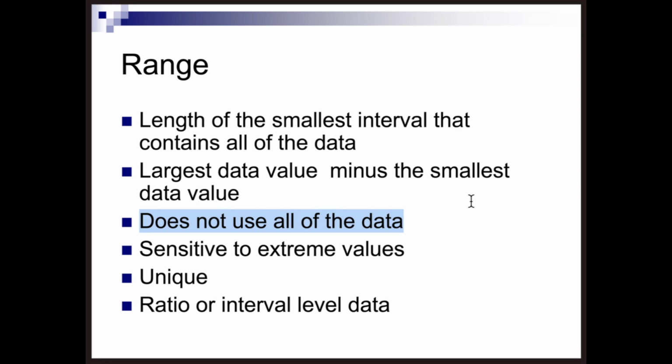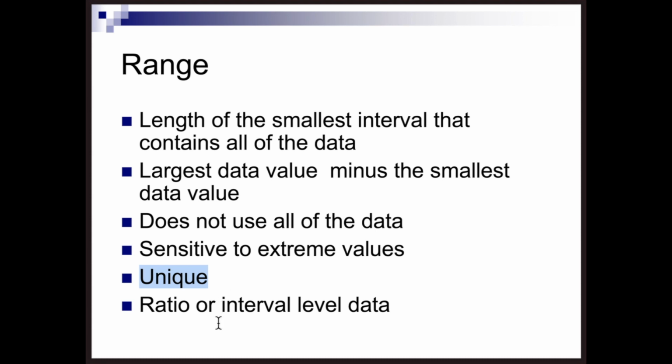And so you can see that as the size of the sample increases, the percentage of the data that are used to calculate the range decreases. Because the range is calculated using the most extreme values in the data set, in particular the largest and the smallest values, the range is highly sensitive to extreme values. On the other hand, for a given data set, there is one and only one value for the range. In other words, the range is unique. We could also say that the range exists, but also it's unique.